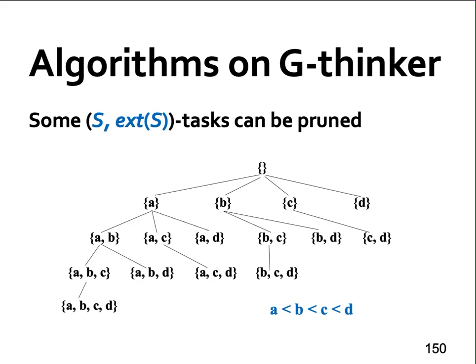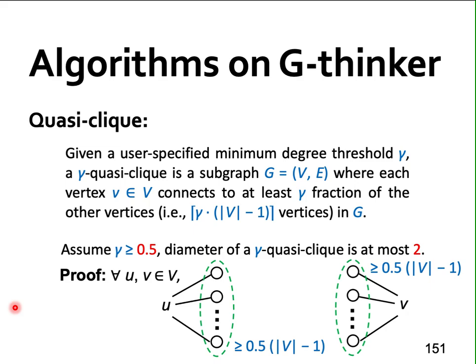Next, we illustrate some pruning rules that can be applied in Gsynchro. Firstly, in the set enumeration tree, each node S only expands with vertices whose IDs are larger than those in S. So a task never pulls vertices whose IDs are smaller than the vertex that spawns the current task. For different graph mining algorithms, we also have specific pruning rules for them.